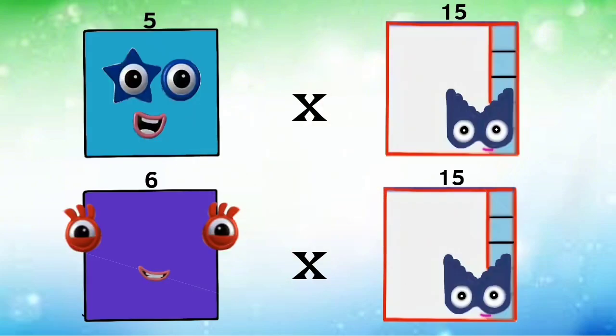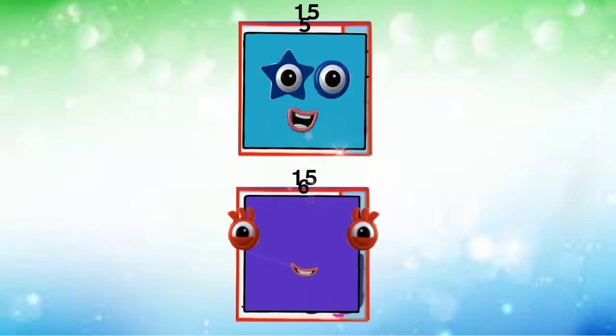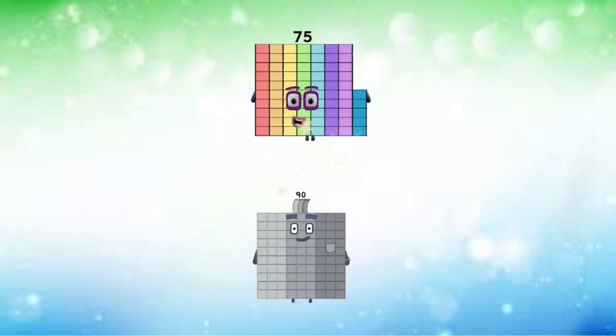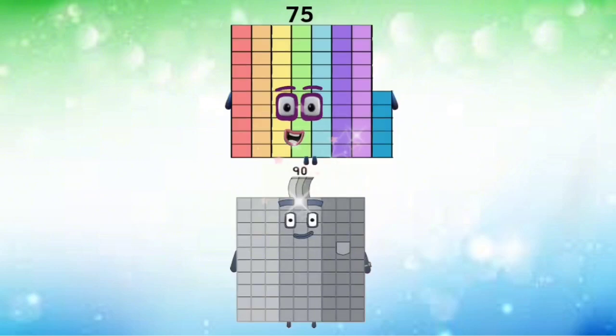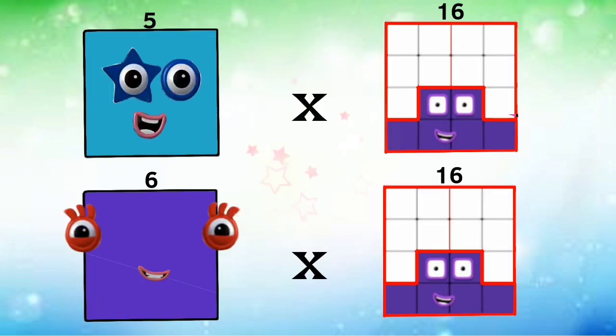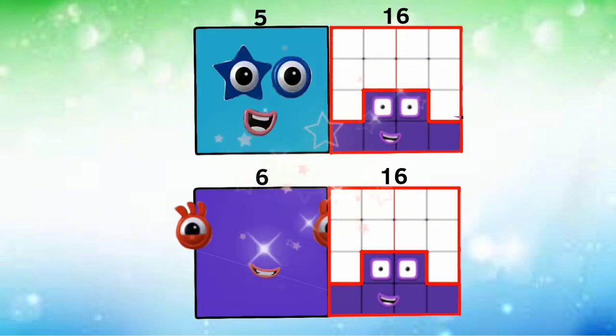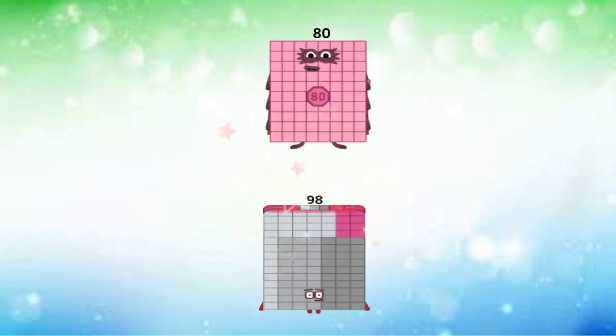5 and 6 times 15 equal 75 and 90. 5 and 6 times 16 equal 80 and 96.